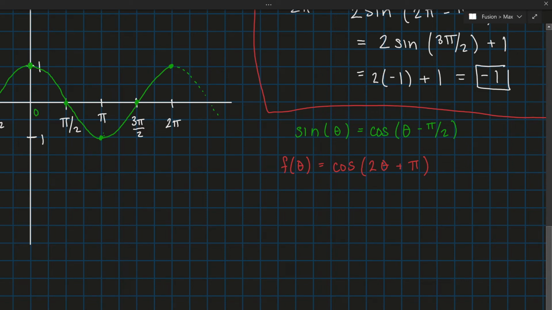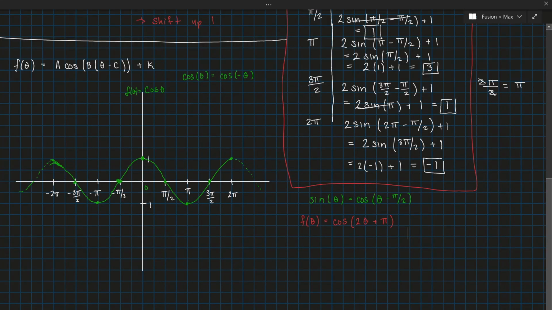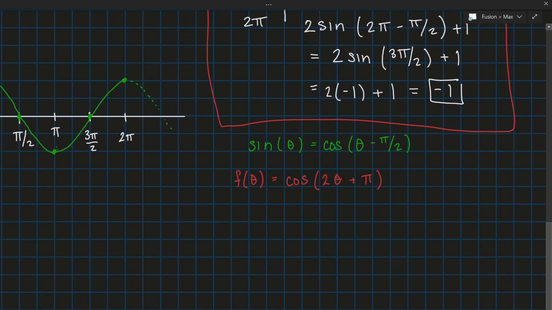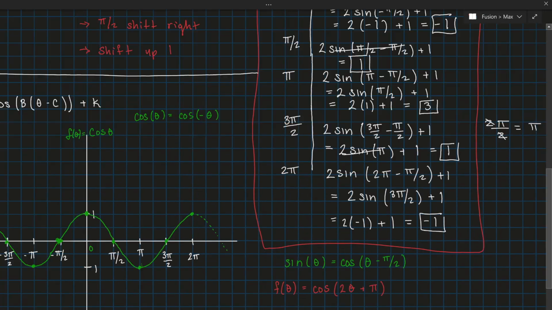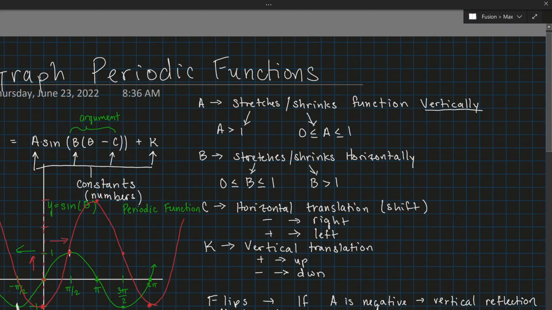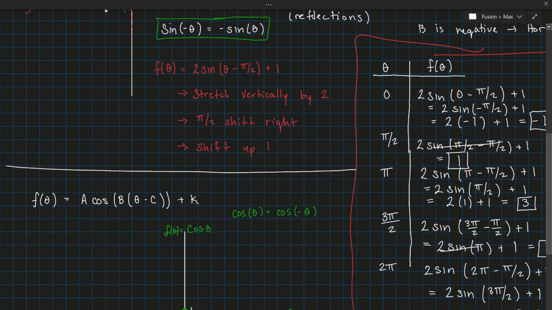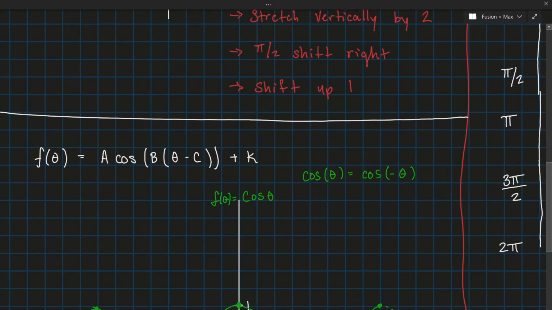Okay. Now, one thing I want you to notice here. Notice we have 2 times theta plus pi. But if you go back up and look at this, notice that our b here is multiplying by this entire thing, not just pi.